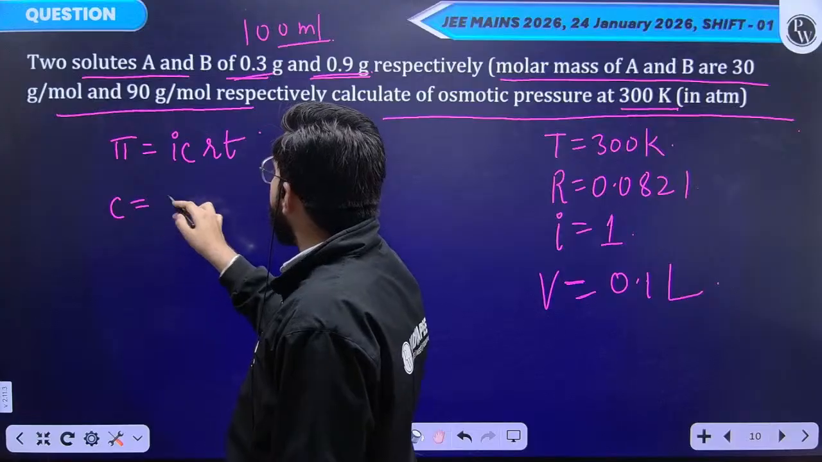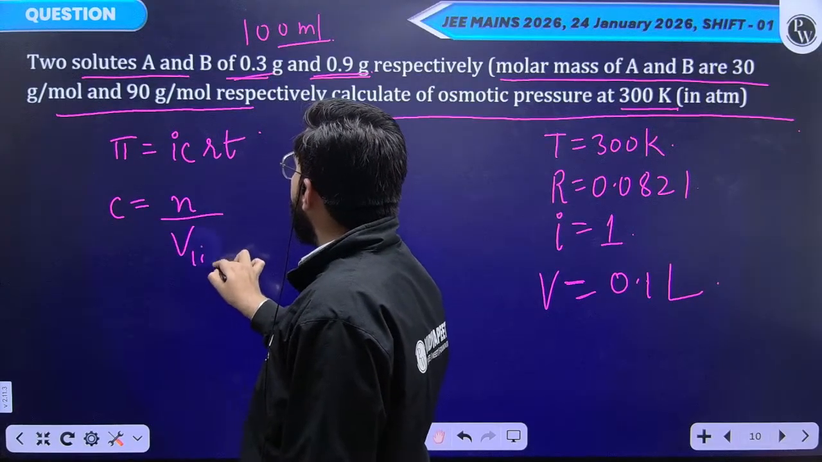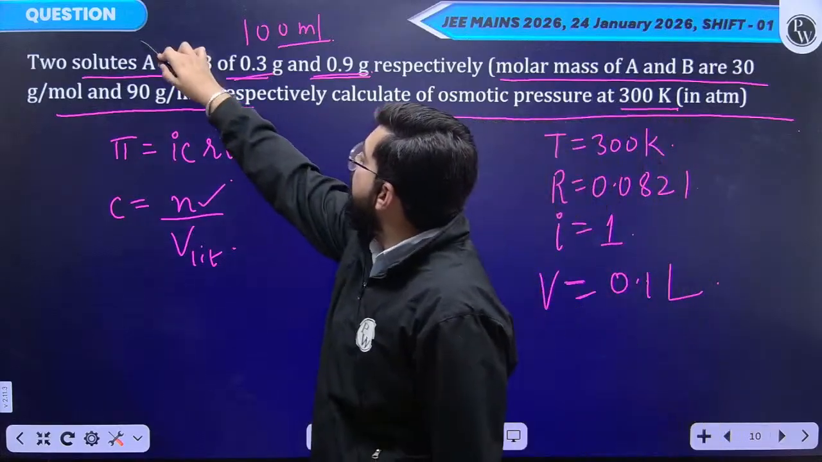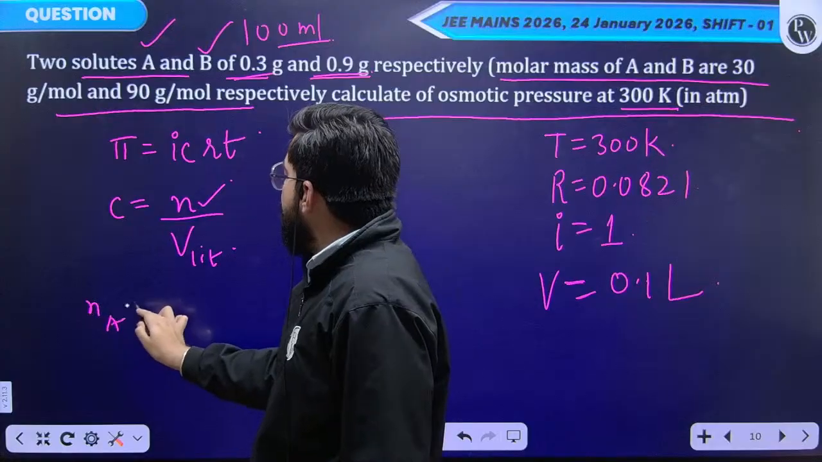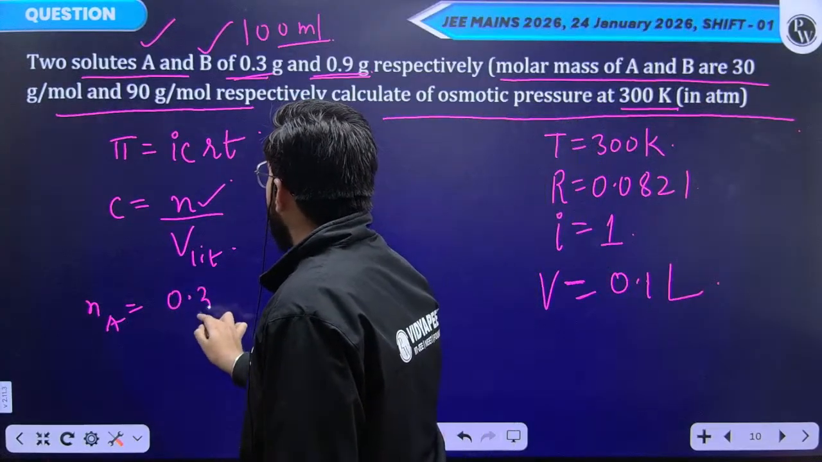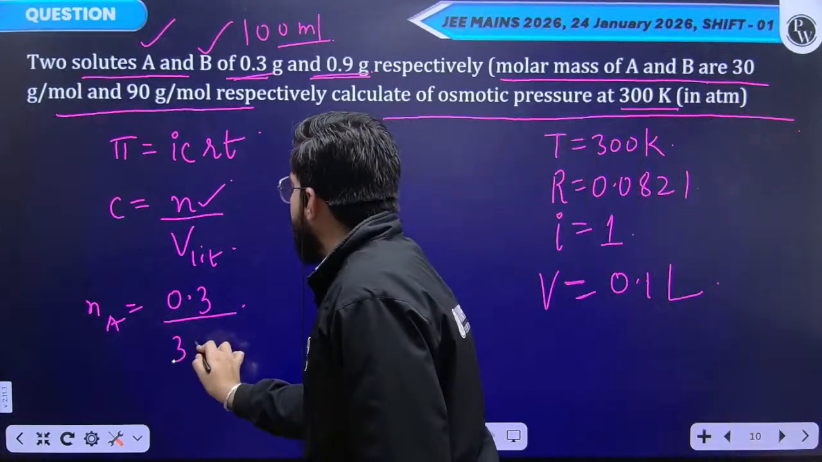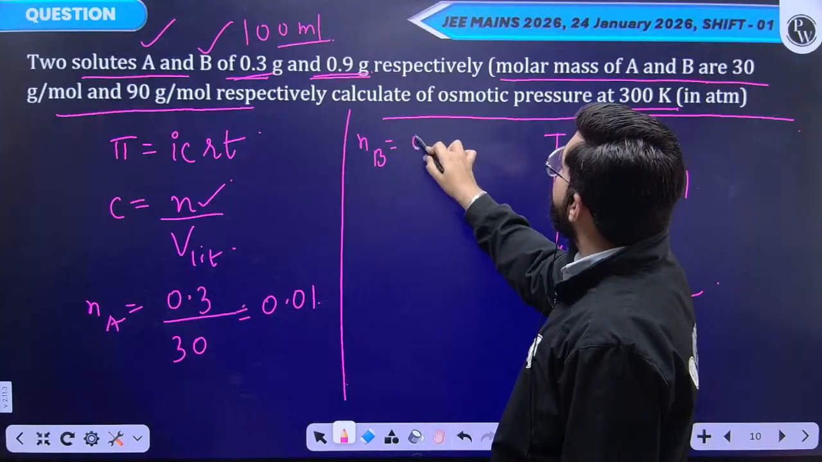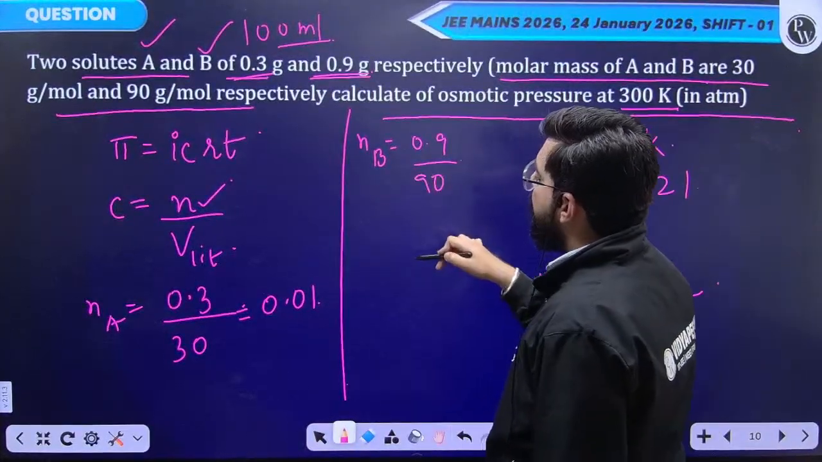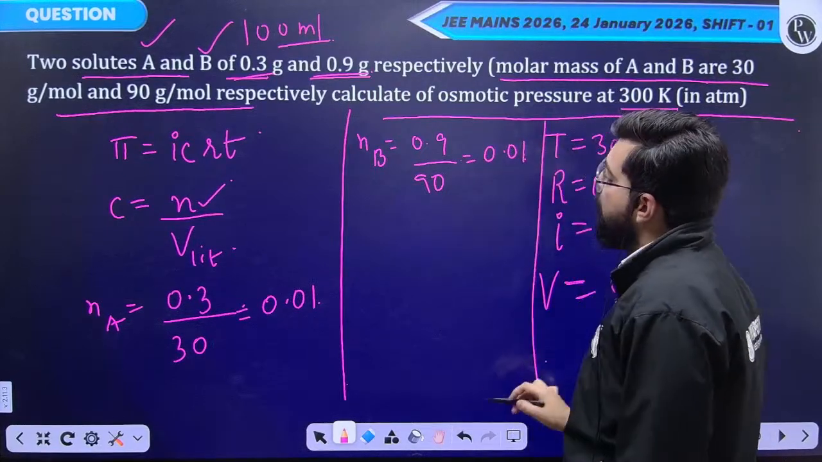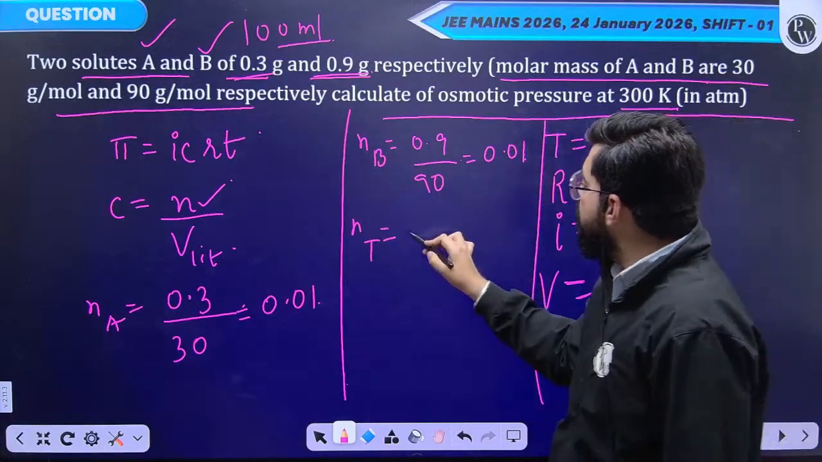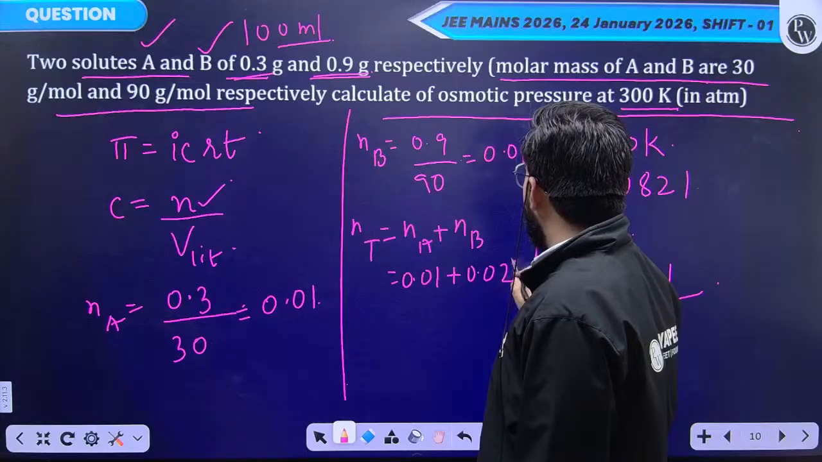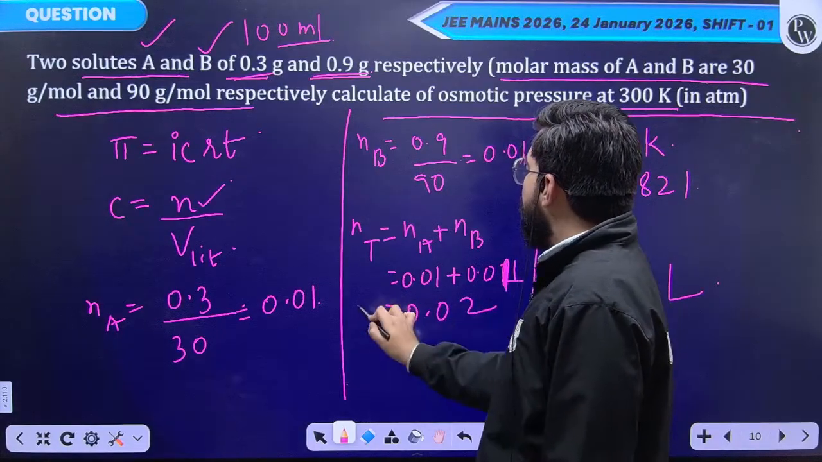For concentration, n divided by volume in liter, that's why we have converted. Now first we'll find the value of n for A as well as for B. For nA, what is the value? 0.3 divided by molar mass 30, which is equal to 0.01. Then nB is nothing but 0.9 divided by 90, so we'll get 0.01 for this. Now the total, nA plus nB, is 0.01 plus 0.01, which equals 0.02. nT we got.